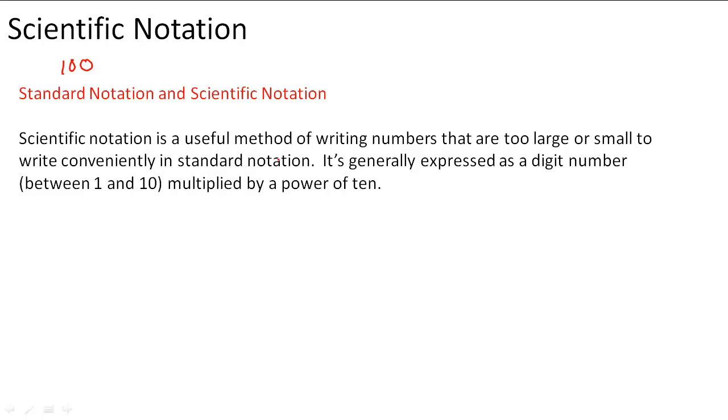Scientific notation is a useful method of writing numbers that are too large or small to write conveniently in standard notation. It's generally expressed as a digit number between 1 and 10 and multiplied by a power of 10 so that we can get back to that number in standard notation if we wanted to. This is because the way that we work in chemistry and in other sciences is sometimes we measure things that are very small. An atom is very, very small, but we still measure it. And to describe the smallness of it, if we use standard notation, would be really very, very hard to do and hard to say out loud.